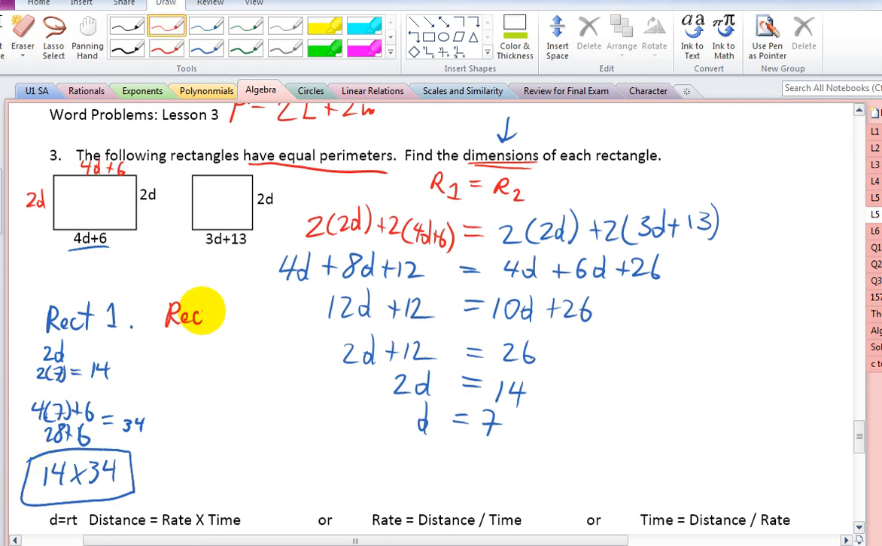For rectangle 2, 2D, you already know it's 14, so you can just leave it. Then you have to go 3D plus 13. So 3 times 7 plus 13, 21 plus 13, 34. Oh, they have equal perimeters. That makes sense. Okay. So this one is also 14 by 34. Okay. I should change that so it's not 2D and 2D.